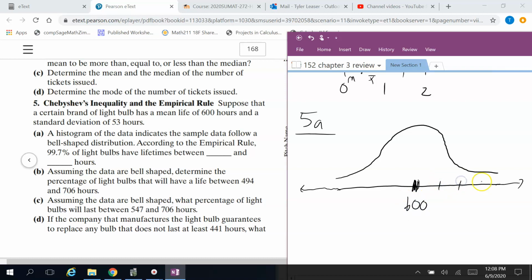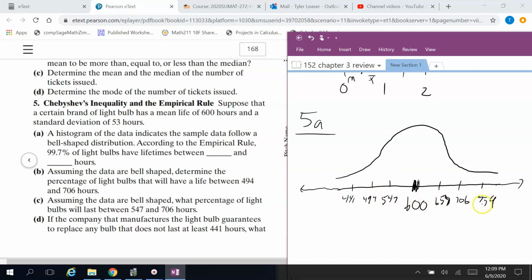Then what you're going to do is go up 3 standard deviations and then go down 3 standard deviations from the mean. If my standard deviation is 53, I'm just going to add 53 up 3 times. So 653, 706, 759, I think. And then subtracting it, this would be 547, 494, I think, and then 441. Definitely use a calculator when doing that. Don't try and do it in your head like I just did.